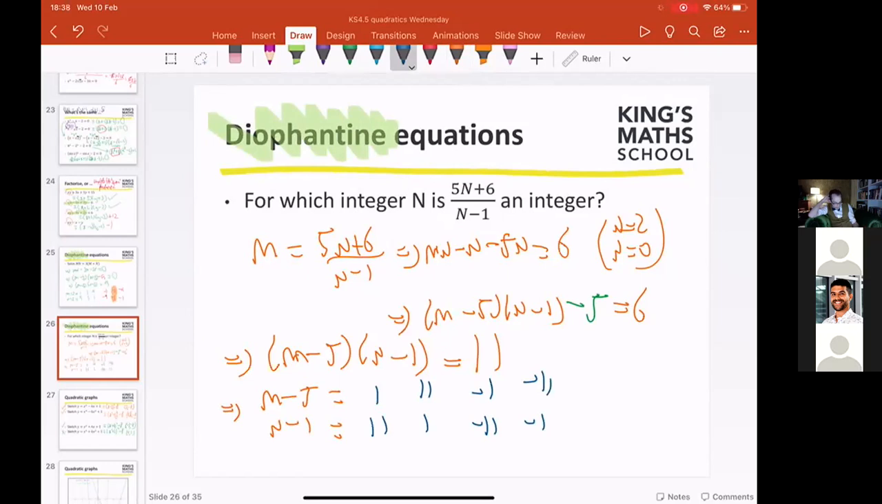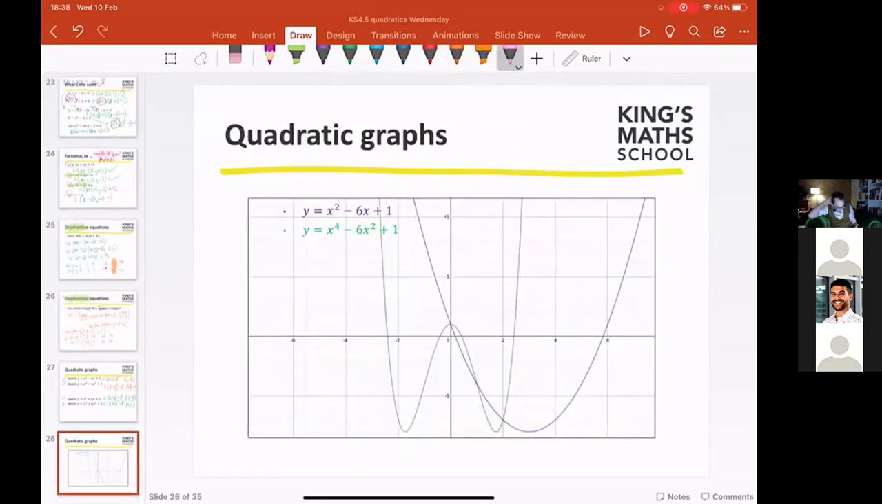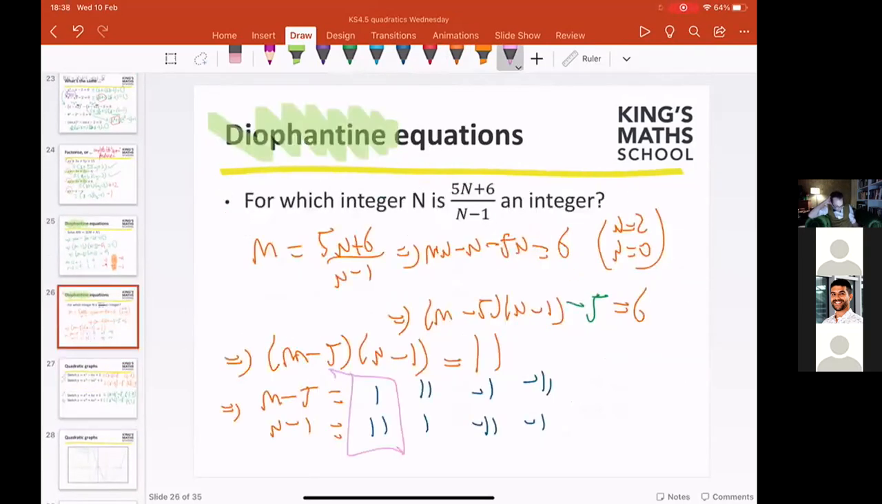Therefore, those are my possibilities, and I just need to check that they are all okay. So it looks to me like, for example, if I chose the first pair, if n is 12, then (5 twelves plus 6) over 11 is a whole number. 5 twelves are 60 plus 6 is 66, and 66 divided by 12 take away 1, 66 divided by 11 is indeed a whole number, 6. Phew, it works. So this idea of completing the factorization is really good for solving Diophantine equations.